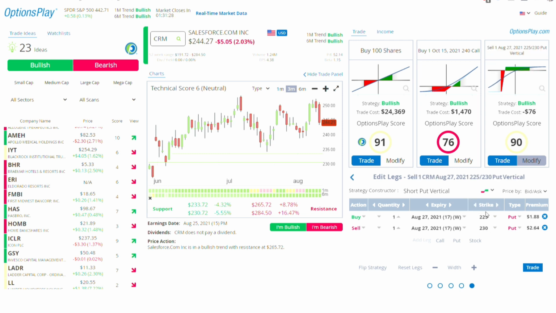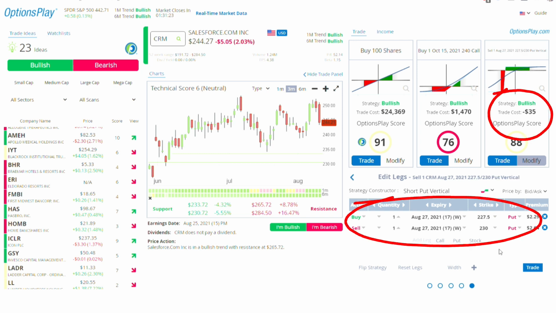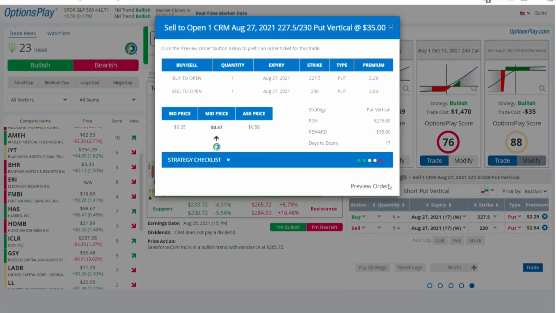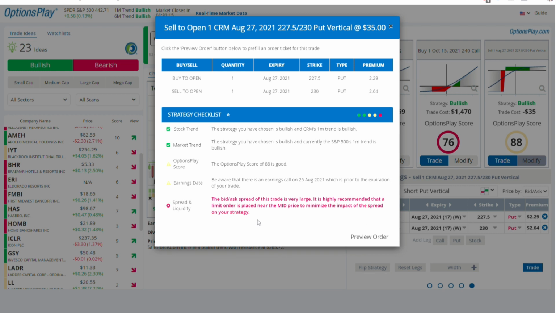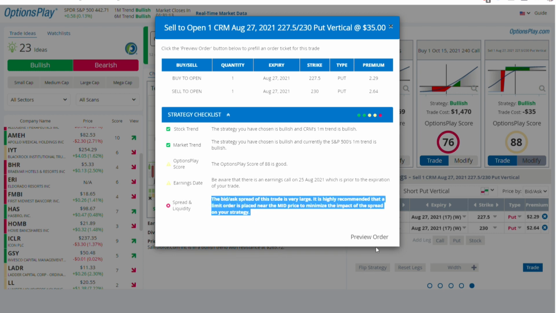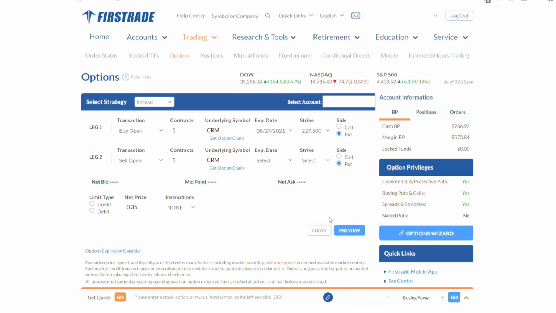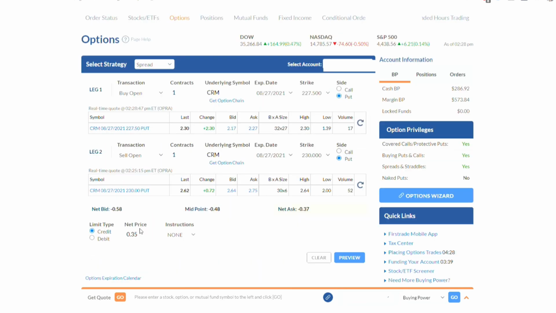The aim is to take a trade below the support level of $230 so that we can increase our probability of profit. It looks like there is a bit of a higher bid ask spread for the trade, so that's why the Options Alpha score is slightly below 100. So it's possible that we might end up getting more than the $35 that's shown in Options Alpha.